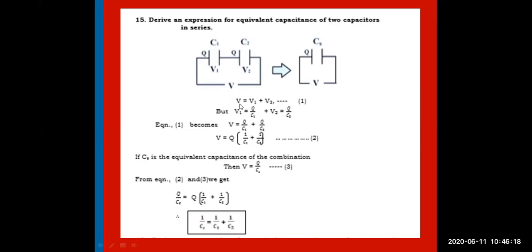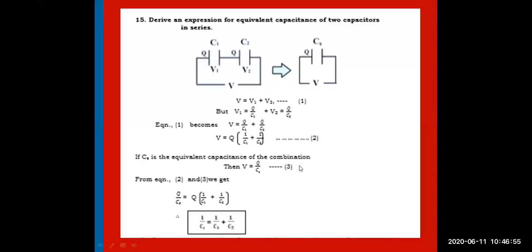I'm telling you again. Commonly we take V is equal to V1 plus V2. Formula is V1 is equal to Q by C1, V2 is equal to Q by C2. Add both, the common term is Q. Take that out. You'll get 1 by C1 plus 1 divided by C2. Call this equation 2. If Cs is the equivalent capacitance in your second diagram, then V equals Q divided by Cs. Call this equation 3.